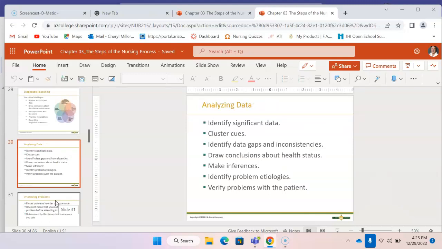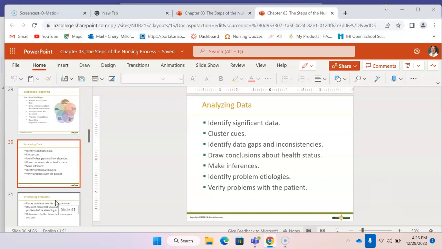Okay? So, analyzing the data. Identify what's significant. Cluster your cues. I call it blues clues, right? So blues clues, you're looking at all the clues and what do they mean? He's blue. His lips are blue. He's breathing heavy. He doesn't look good. His fingernails are blue. This is a problem. Here's my clues. I analyzed them and I said, I think this is oxygen. Okay? I didn't think it was circulation. I didn't think it was neuro. Okay? So you cluster what cues you have and make an assumption on what this is.